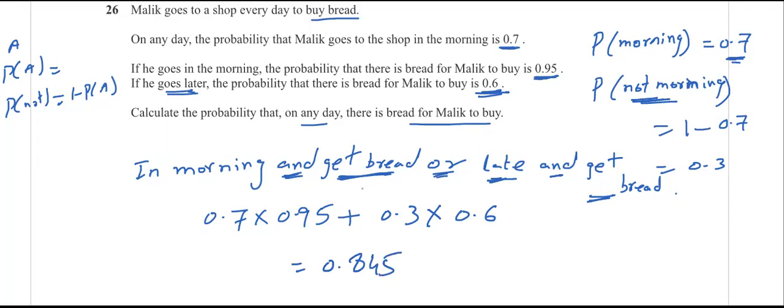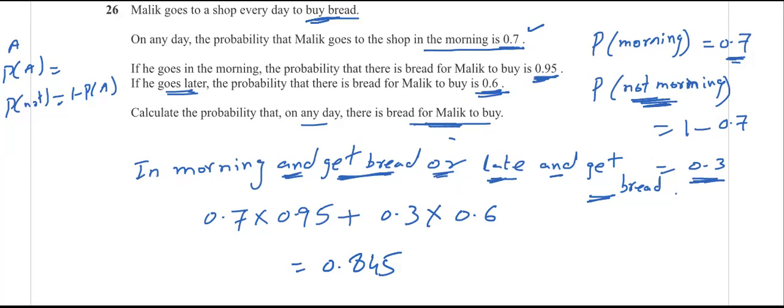Again, it's given that he is going to buy the bread. If he is late, not in the morning, the probability will be 0.3. The question is saying if he goes in the morning, the probability that there is a bread is 0.95, and if he goes late, the probability that he will get the bread is 0.6. So we have to calculate that he gets the bread. So when can he get the bread? He goes in the morning and gets bread, or he goes late and gets bread. These are the two possibilities.